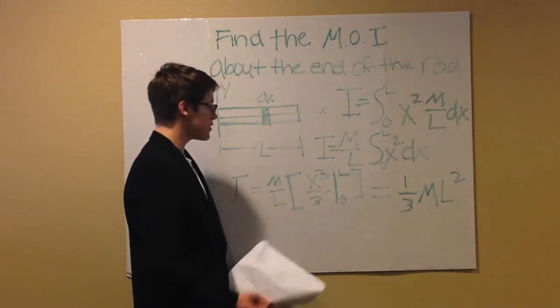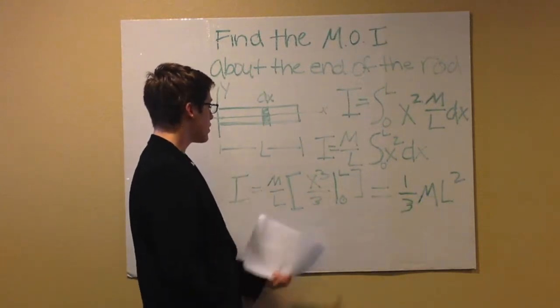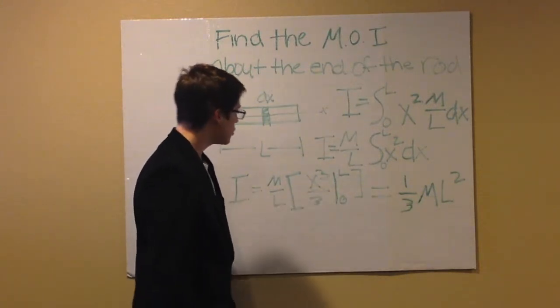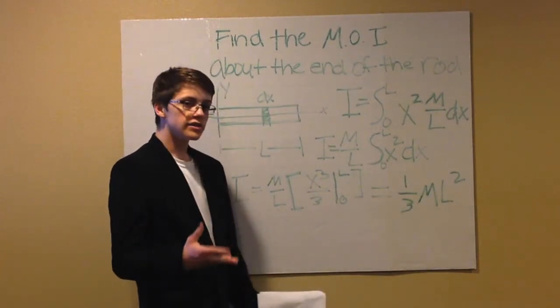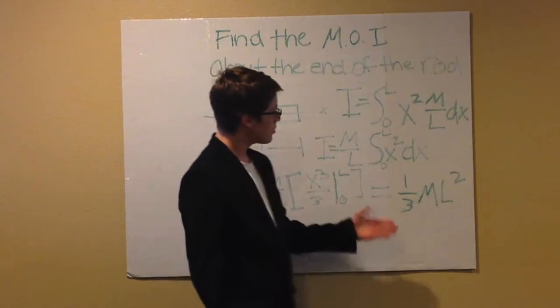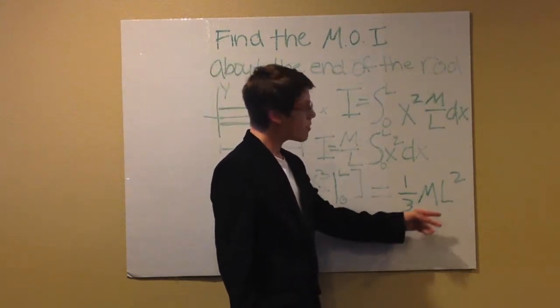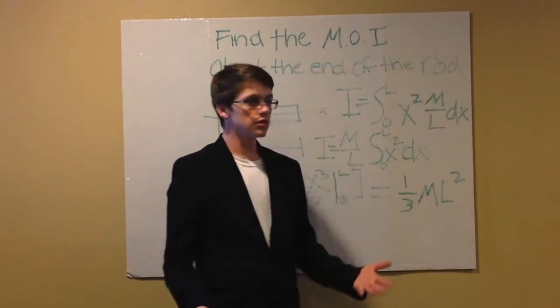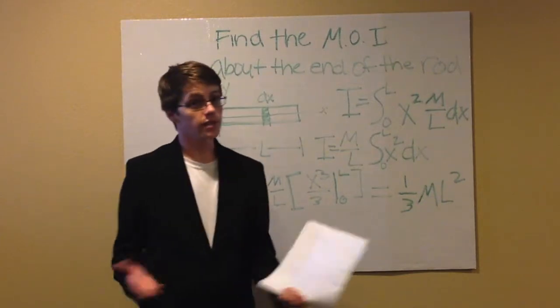And when you plug those in, you're going to get L cubed over 3 minus 0, so the 0 doesn't matter. And then when you simplify that down, you're left with 1/3 mL squared, which is the solution to this problem. Sounds pretty simple, right?